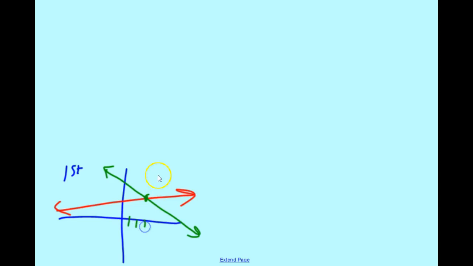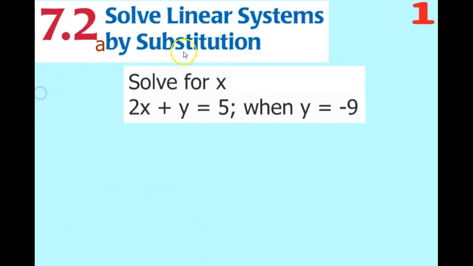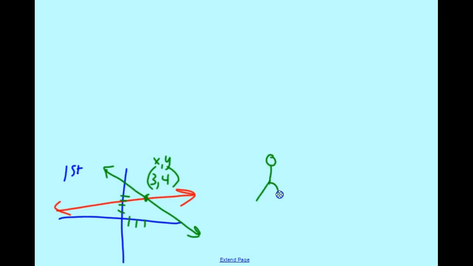It might have been the number 3, 1, 2, 3, 4, or something like that. That was our solution, x, y, to a system, meaning more than one equation. Now today, we're going to learn a second way, but instead of graphing, we're going to do it by substitution. Substitution, or substitute, means that you're taking the place of something. So for example, if I am your teacher, and I'm gone, you have a substitute, someone who takes the place of me in the classroom.